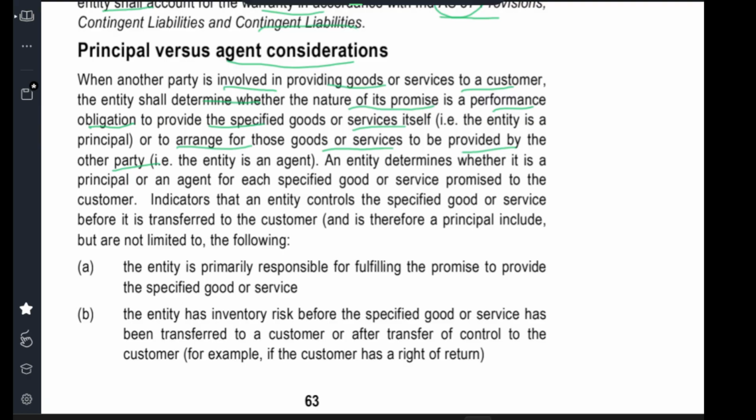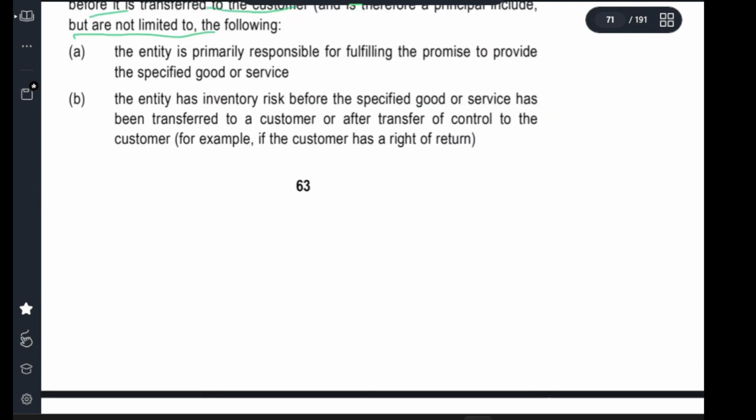The entity determines whether it is a principal or an agent for any specific goods and services promised to the customer. You should see through it. Indicators that the entity controls the specific goods or services before they are transferred to the customer, but not limited to the following: the entity is primarily responsible for fulfilling the promise to provide the specific goods or services.